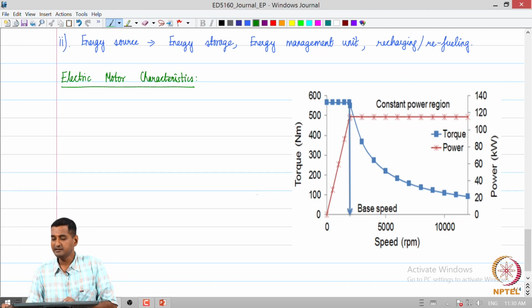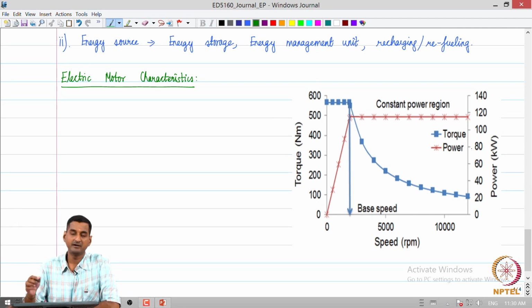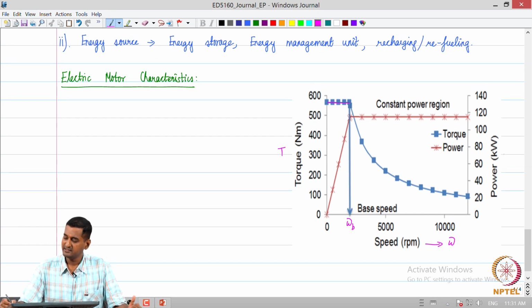So, if you look at a typical electric motor, we can visualize the torque speed and power speed characteristics of an electric motor in this way. What happens in an electric motor is that the torque delivered by the electric motor remains by and large constant till what is called the base speed. So, let us call this omega b. In this graph we are plotting the speed of the motor omega, the angular speed, versus the torque and the power.